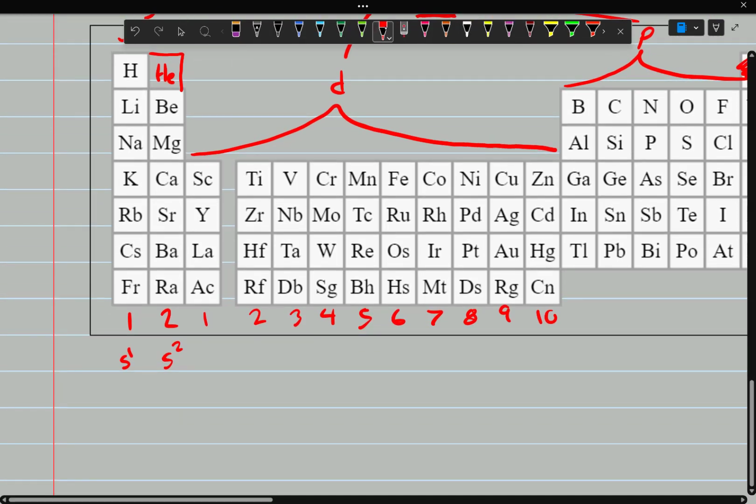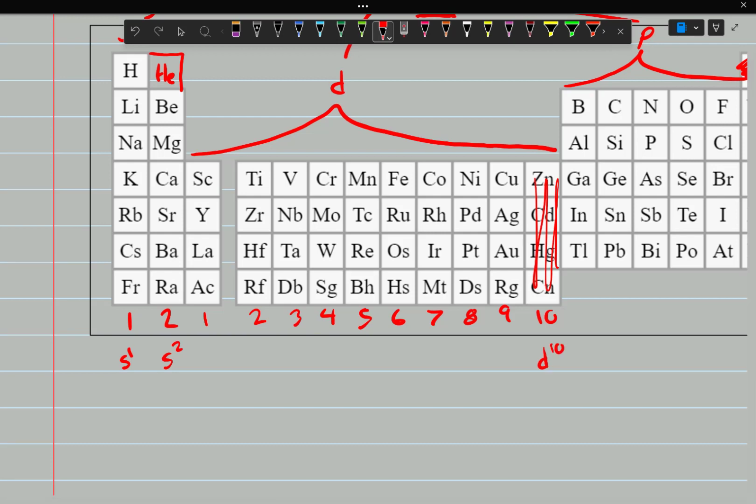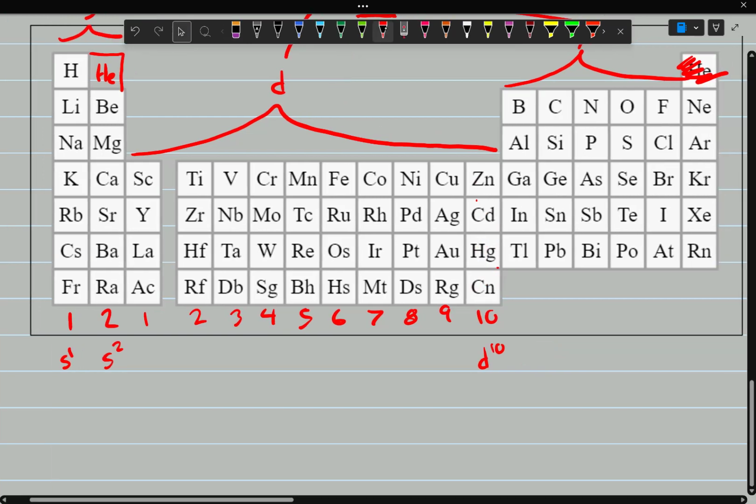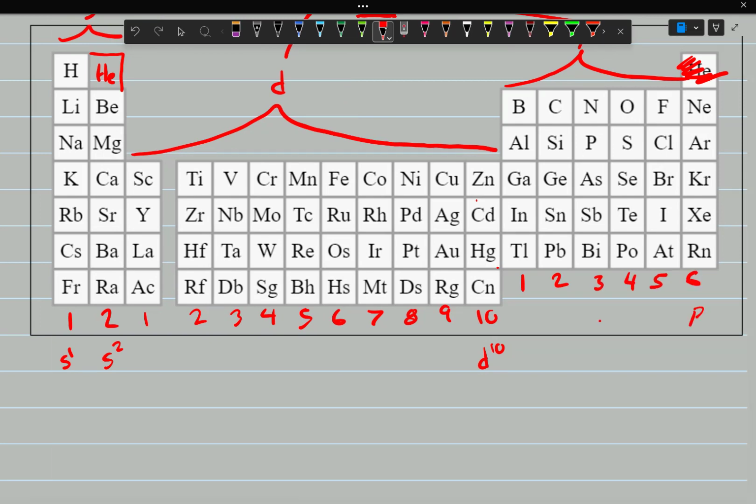where elements in this area would end with D10. So that's all that this means. And then, of course, for P, we have 1, 2, 3, 4, 5, 6, with the end being P6.